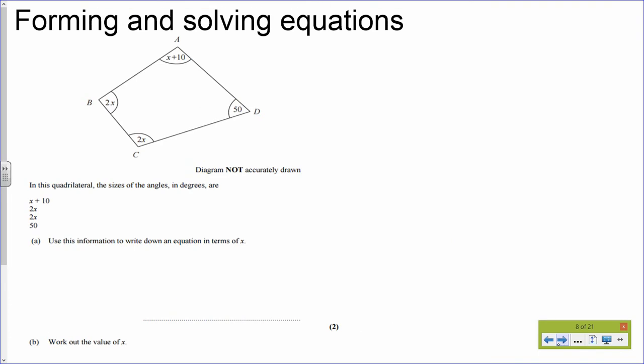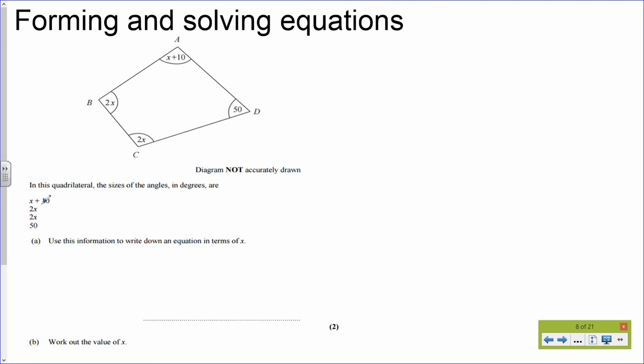Okay. Looking at forming an equation now and then solving it. So in this quadrilateral, the size of the angles in degrees are as given here. Use this information to write down an equation in terms of x. Now I need to think about what I know about a quadrilateral. We're dealing with the angles here, and I know that angles in a quadrilateral add up to 360. So what I'm going to do is add these up.